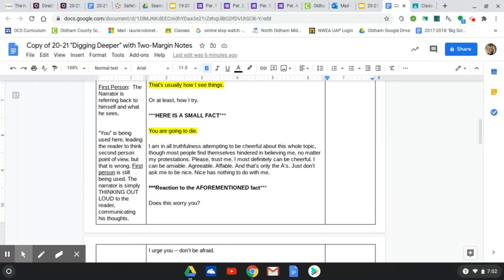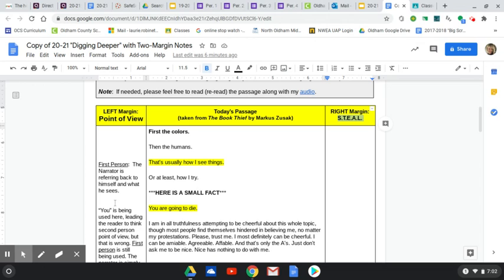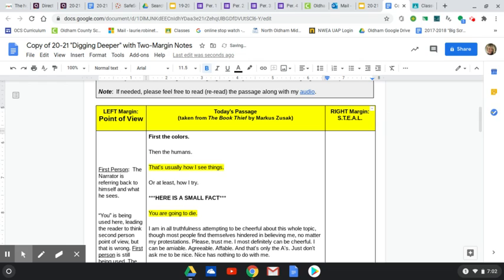So now that we've recapped last week's left-hand margin notes on point of view, we're going to focus today on the right-hand margin, STEAL. Just to remind ourselves, E, A, and T are the only letters that we are going to focus on today. And by watching the video, you have the glory of already having one of these letters taken care of. We're going to focus on T. Remember, S and L are not options. So again, we're only focusing on T, E, and A only.